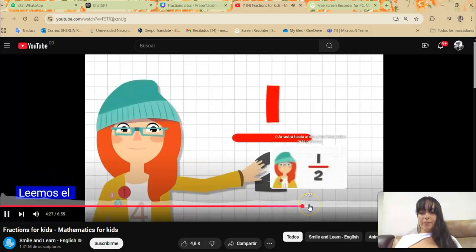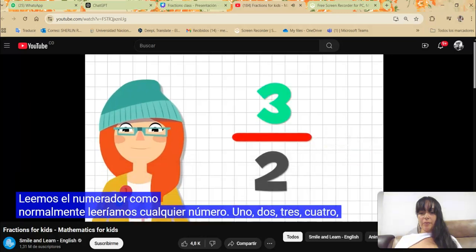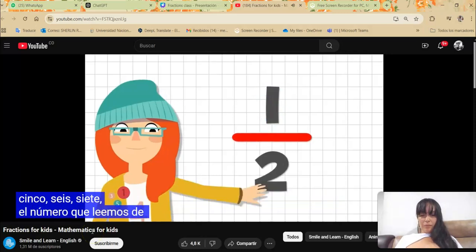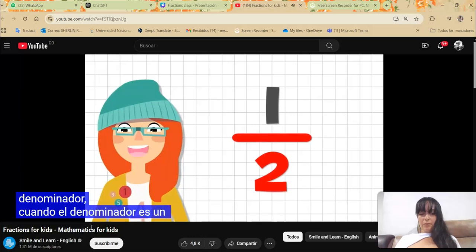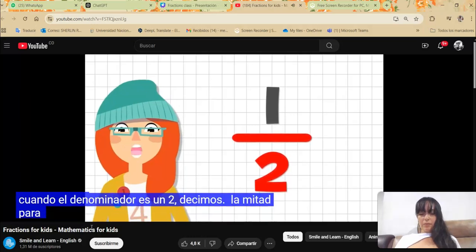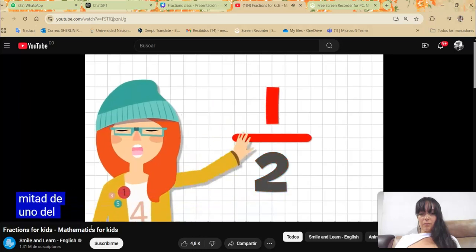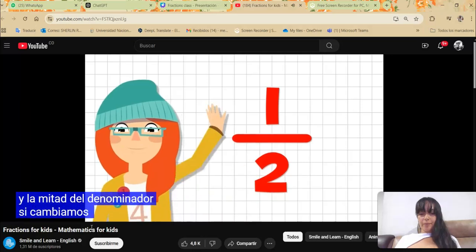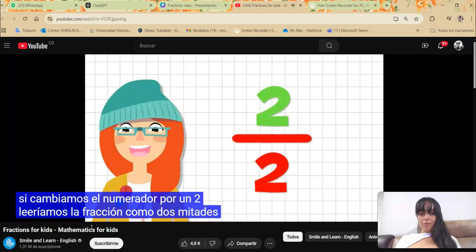We read the numerator as we would normally read any number. 1, 2, 3, 4, 5, 6, 7. The number we read differently is the denominator. When the denominator is a 2, we say half. So we would read this fraction as 1 half. 1 for the numerator and half for the denominator. If we change the numerator for a 2, we would read the fraction as 2 halves.